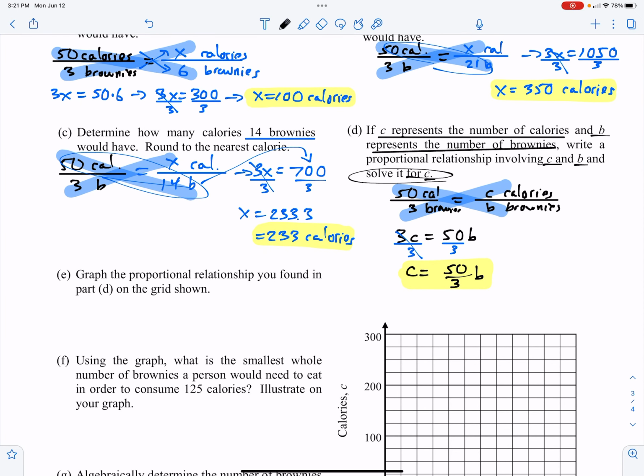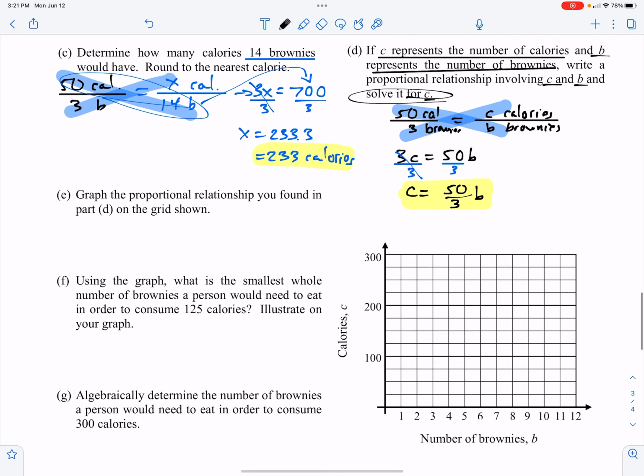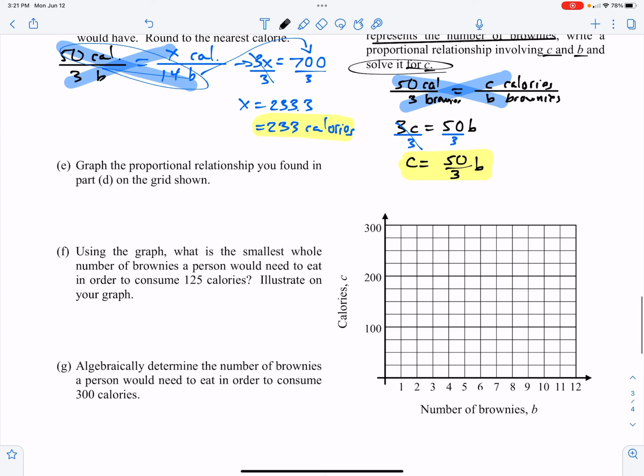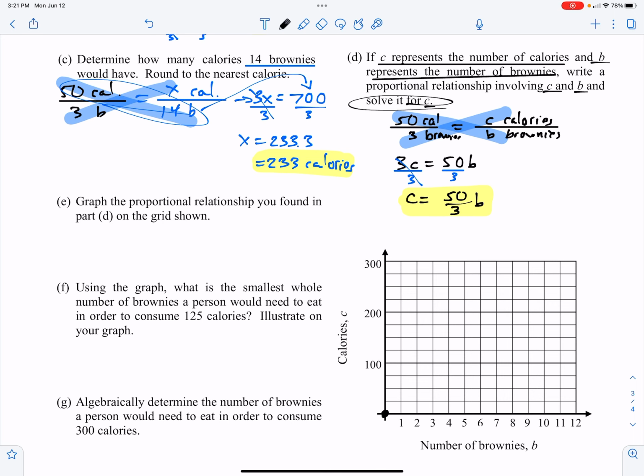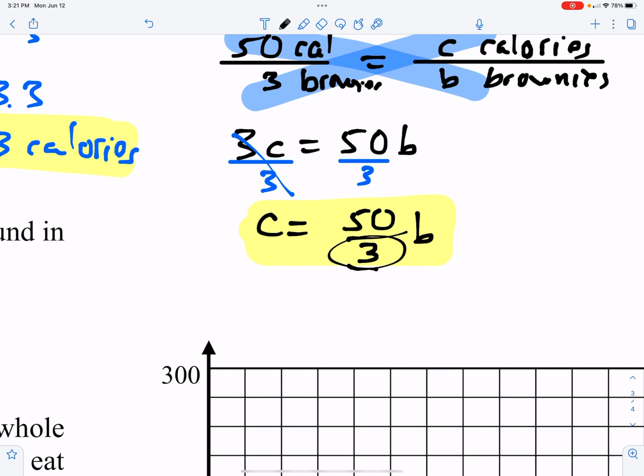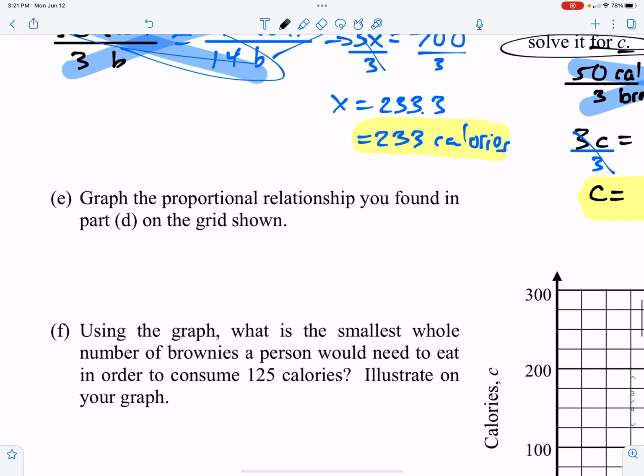Now it says graph the proportional relationship you found on the grid below. Notice they're going by numbers of brownies, 1 brownie at a time on the bottom, and hundreds of calories for every 4 boxes going up on the y-axis. I think the easiest way to plot this is to pick 0, 0. 0 brownies, 0 calories, that's easy. But then I'm going to go over a multiple of 3, and the reason is because it'll end up dividing by 3. You'll see what I mean here.